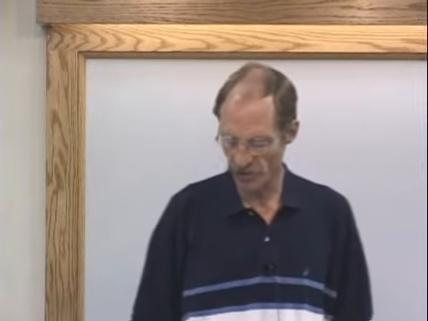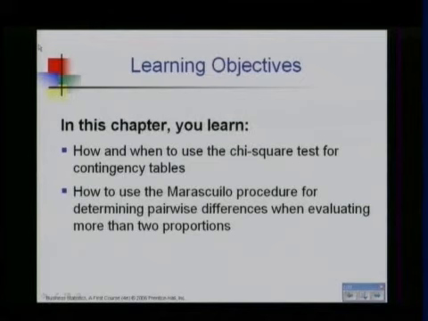Hello. We're going to be looking at Chapter 11 today, and this has to do with chi-square testing. We will be using nominal data, and there are several different forms of the chi-square test, so we'll help you to try to identify which is which and when to use each of those particular types of tests.